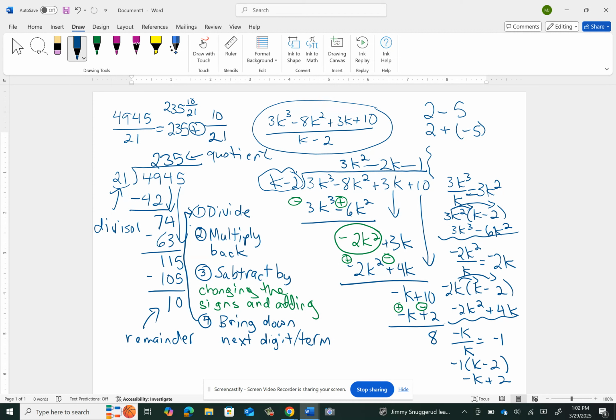Now, let's write our answer over here, doing the same thing we did with the numbers. So that would equal 3k squared minus 2k minus 1. You need to write the plus on this one, the remainder over what you're dividing by, including the k. So over k minus 2. Okay? I'm going to do some more problems in another video.